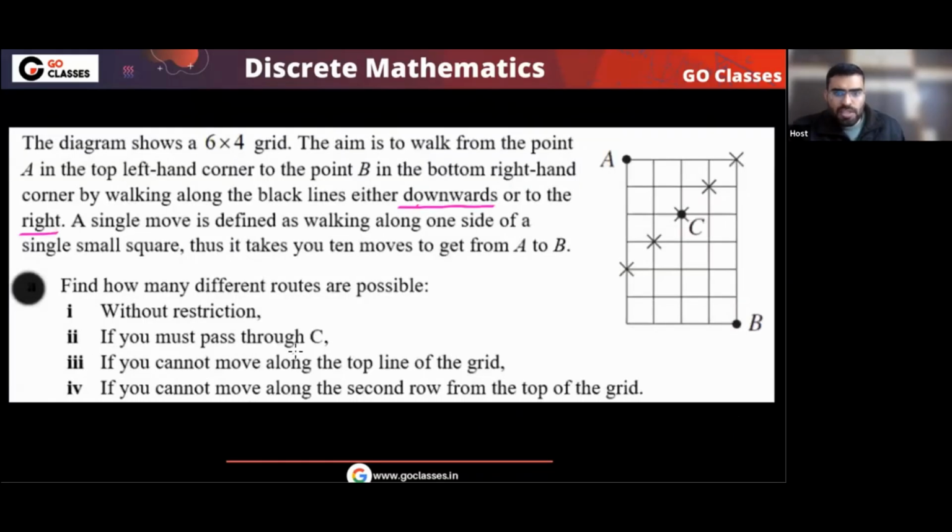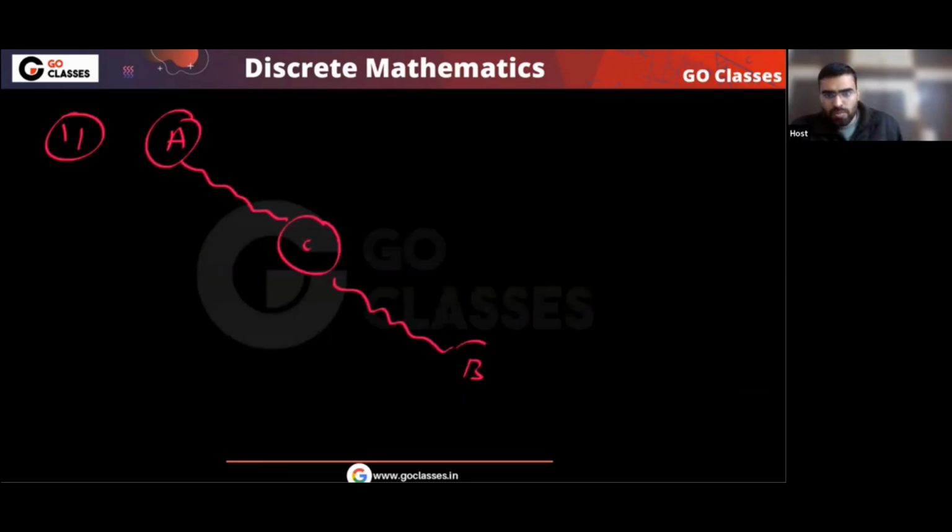What is the second? You must pass through C. You must go through this point. So then the answer is very simple. If you have to go through this C, then for the second problem, what you have to do? From A, you have to go to C, and then from C, you have to go to B. So this is the second problem.